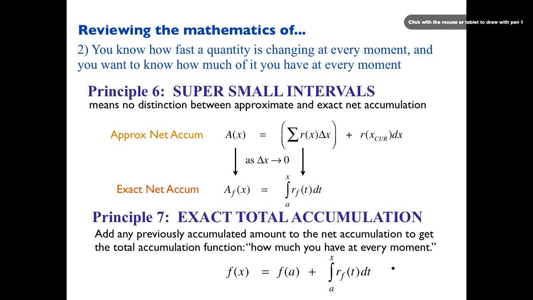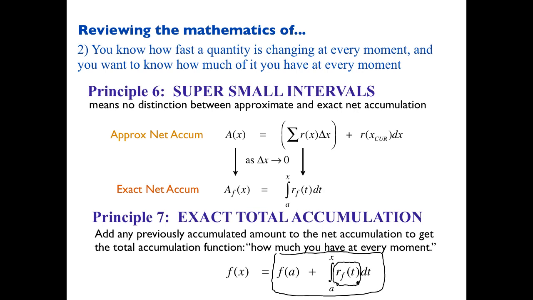And so we made it, right? We made it. You know how fast a quantity is changing at every moment. We're given this, right? How fast a quantity is changing at every moment. How much of it do we have at every moment? This. So we can take our rate function. If we write this expression with our given rate function, we just wrote how much we have at every moment. You know how fast the quantity is changing at every moment. You know how much of it you have at every moment.